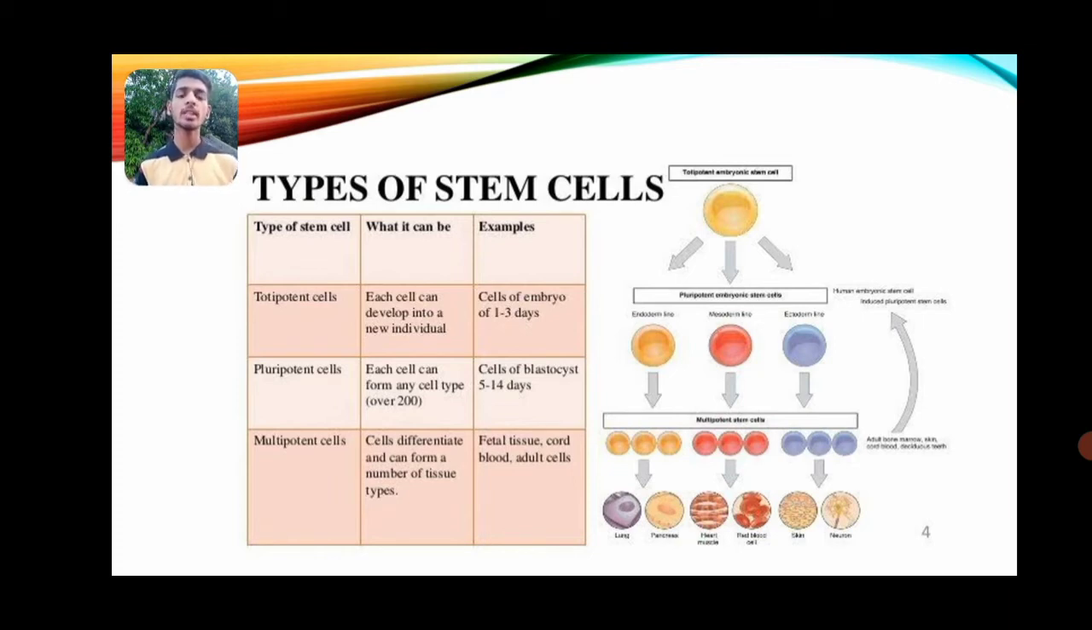After that, the multipotent cells. Multipotent cell means, as the word defines, that cells differentiate and can form a number of tissue types. These tissues are the fetal tissue and blood, cord blood, and adult cells. Fetal tissue is the tissue or cells obtained from a dead human embryo, and it is also found in induced abortion and stillbirth. The cells are found in that case as well.